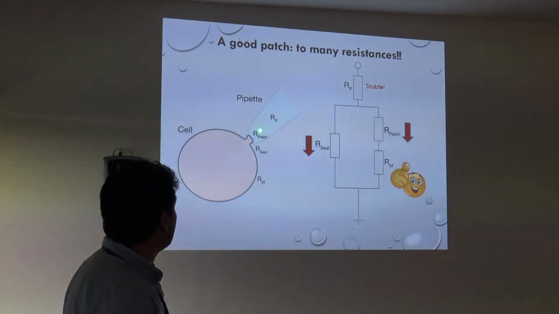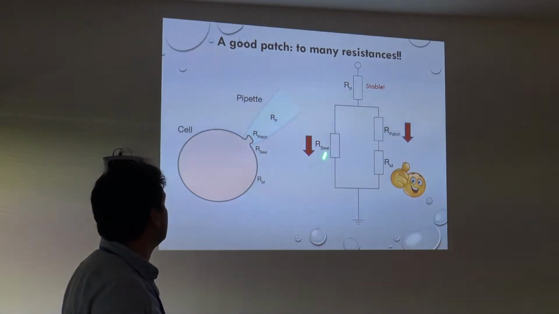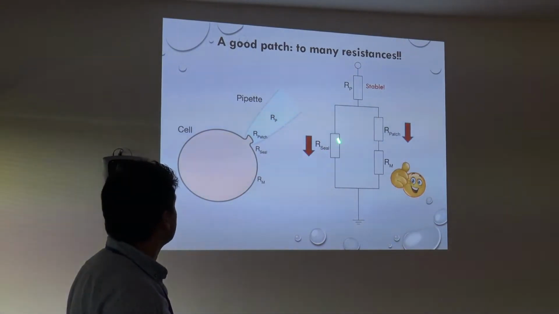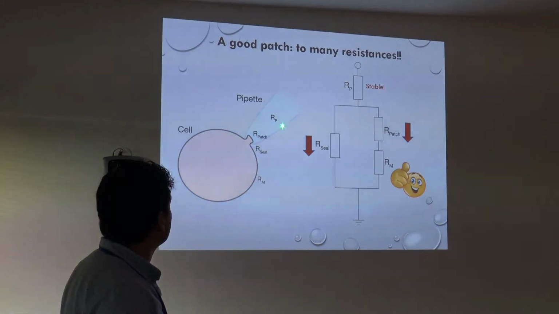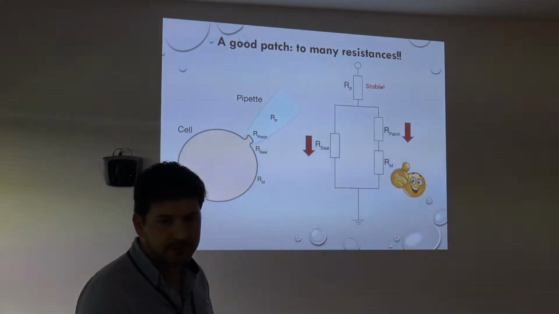The resistance of the pipette is stable because it's a glass pipette. Okay, so the resistance is stable. The seal resistance is really important because it's the resistance in parallel with your patch electrode and the ground. So you have to take into account a lot of stuff in order to learn how to patch.